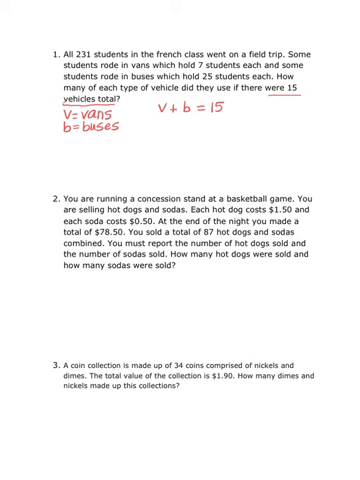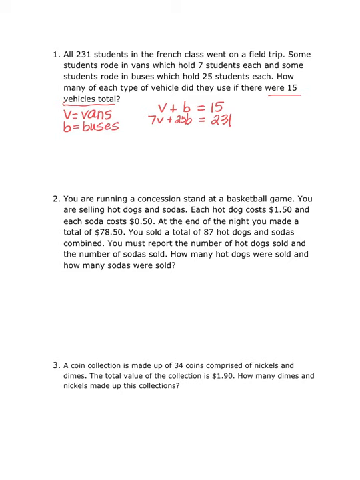So if we look at the rest of the problem, we know that some students rode in vans, which hold 7 students each. So 7 students go on each van, so 7V. And then some students rode in buses, which hold 25 each, so plus 25B. And that has to equal the total number of students, which is all 231. So there is my system. I've defined my variables, I've written my equations, and now I'm ready to solve.